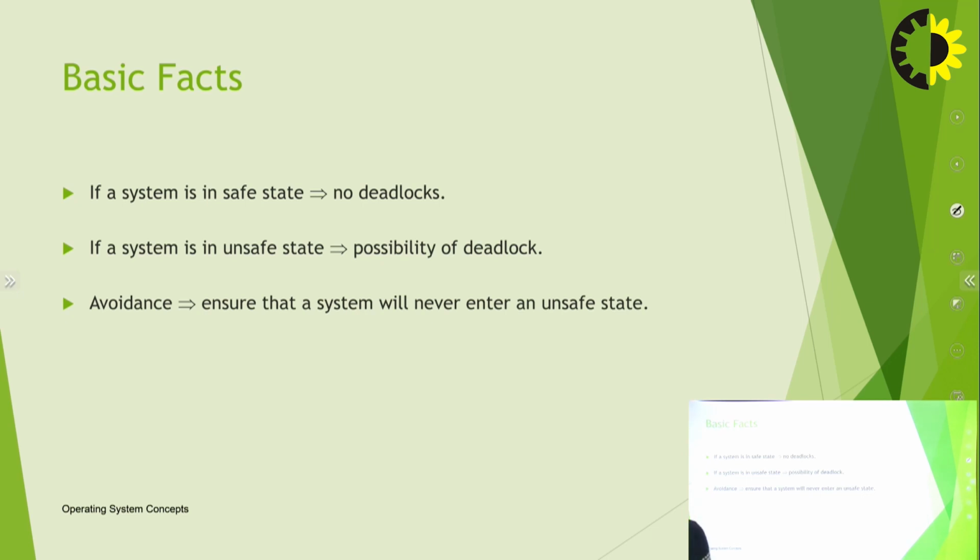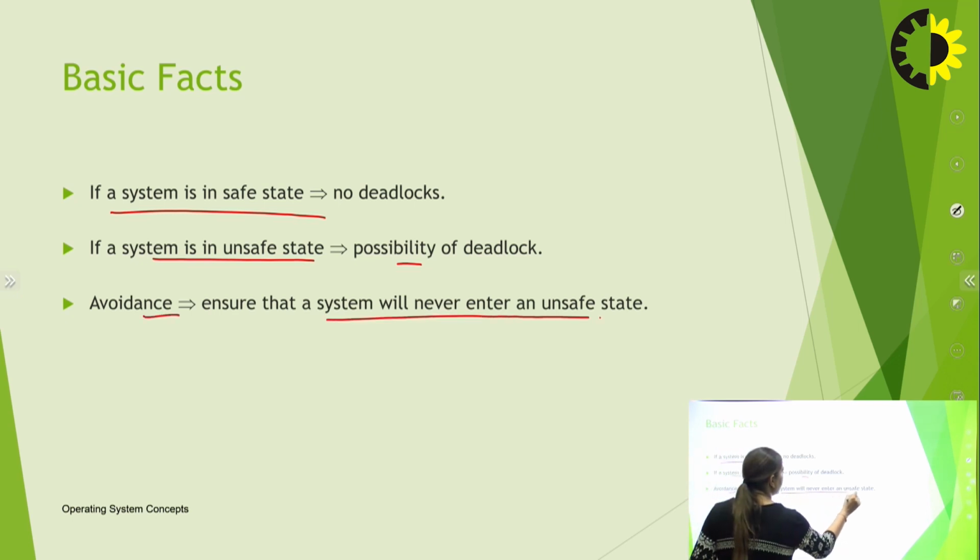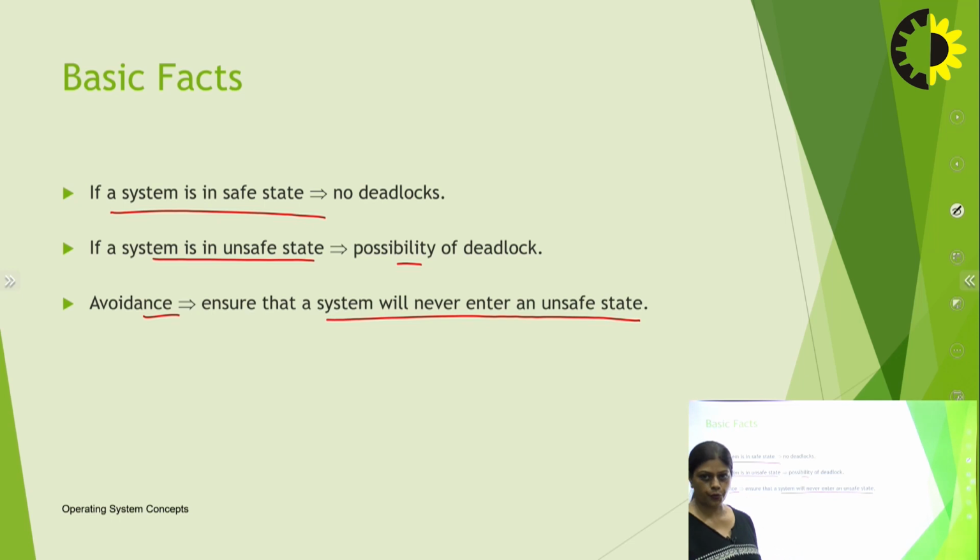Basic facts you should know. If a system is in the safe state, then there will never be a deadlock, right? If it is in the unsafe state, then there is a possibility of deadlock, meaning it may or may not enter a deadlock situation. And avoidance ensures that the system will never enter an unsafe state. In avoidance, prior to allocation of resources, we have to make sure that the system does not enter a deadlock.